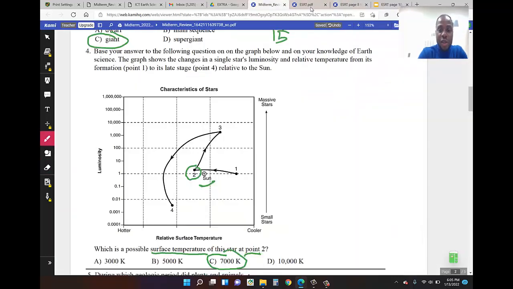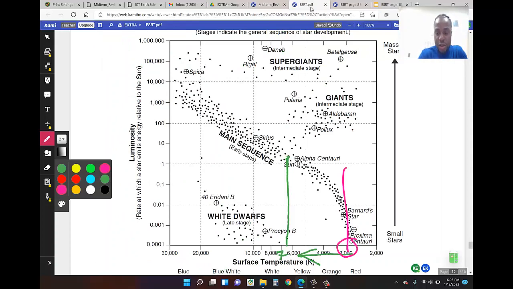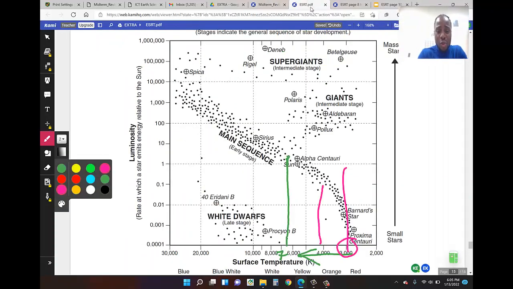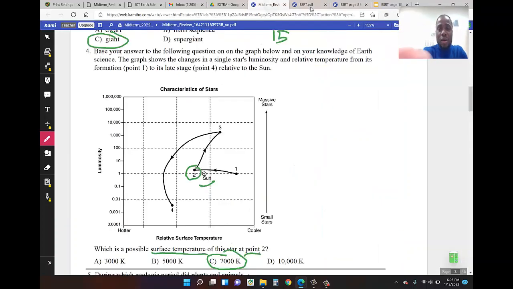Definitely not 5,000 either. 5,000 is somewhere around here. Remember, the area is to the left of the sun. And lastly, what's the other option? 10,000. 10,000 is all the way too far from the sun. The reference point is 2, very close to the sun there. So yeah, our correct answer is C for question number 4.